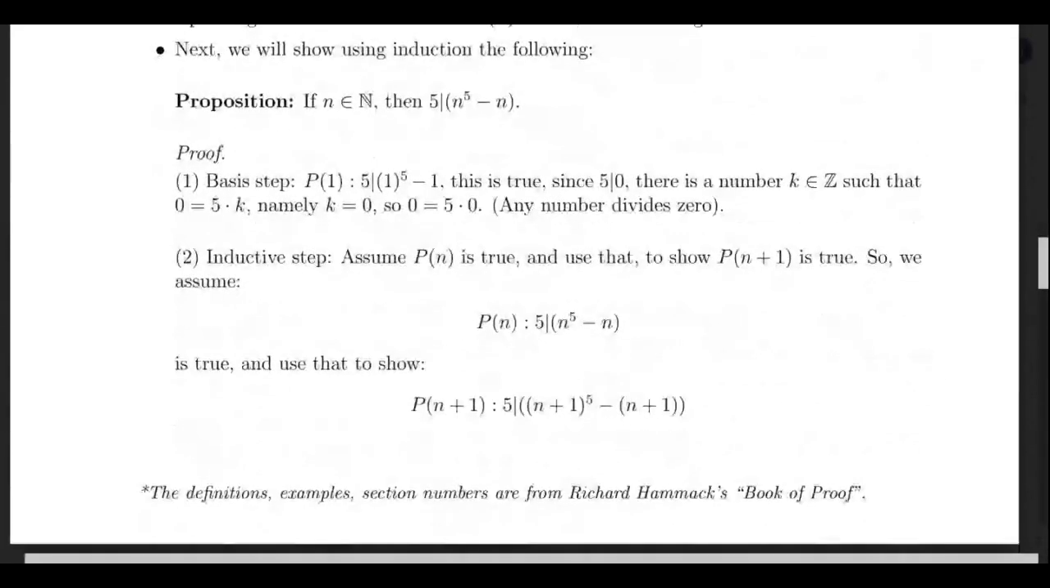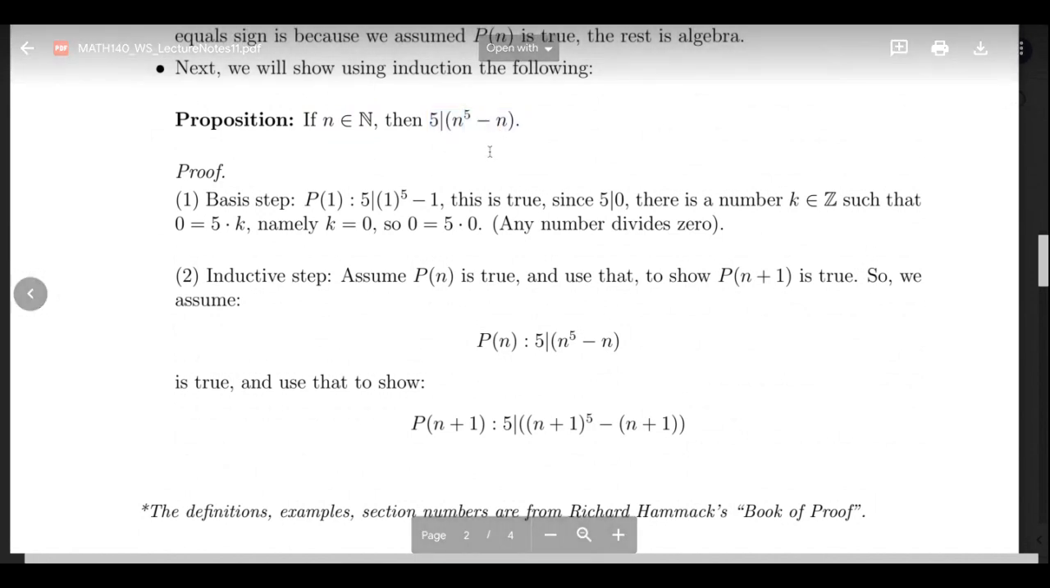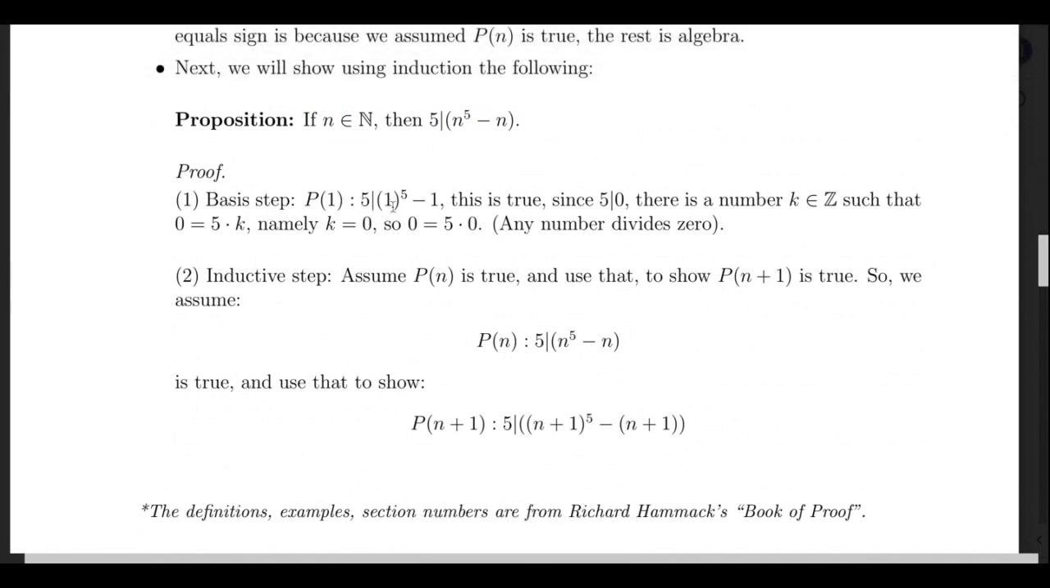Let's see the next proposition. Again, we assume n is a natural number. Then we want to show 5 divides n raised to 5 minus n. Let's try the first case, the basis step, P of 1. So let's see, 5 divides 1 raised to 5 minus 1. Well, 1 raised to 5 is 1, and 1 minus 1 is 0. Right? 5 divides 0. That's true, because 0 divided by 5 is still 0.